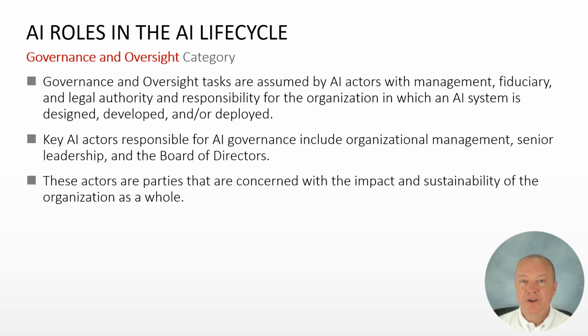And as we'll soon find out in the coming module after the introduction, we'll begin by looking at AI governance. AI governance and oversight tasks are assumed by AI actors with management, fiduciary, legal authority, and responsibility for the organization in which an AI system is designed, developed, and/or deployed. Key AI actors responsible for AI governance include organizational management, senior leadership, even the board of directors. These actors are parties that are concerned with the impact and sustainability of the organization as a whole.